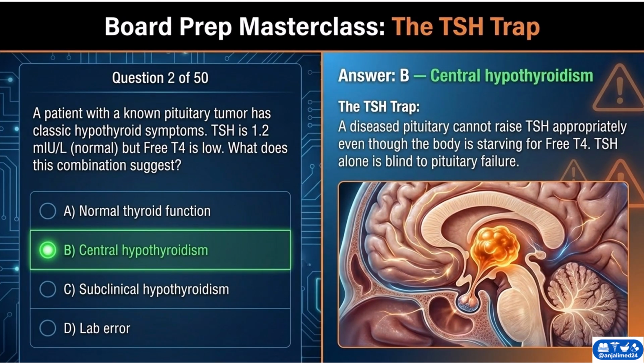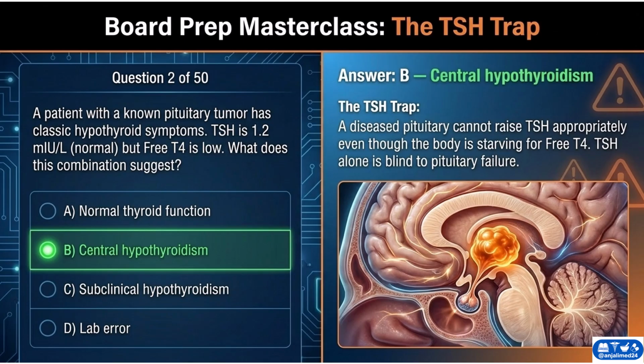So, here is another high yield exam question. A patient with a known pituitary tumor has classic symptoms of hypothyroidism. The TSH is normal at 1.2, but the free T4 is low. What is the diagnosis? The correct answer is central hypothyroidism. This is called the TSH trap.